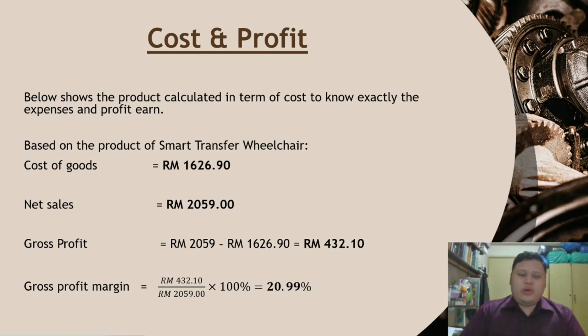The net sales we approximate to be 2,059 ringgit. The gross profit is 2,059 ringgit minus the cost of goods. We get 432 ringgit and 10 cents. For the gross profit margin, we divide the gross profit by the net sales and times 100%. We get 20.99% in gross profit margin. This shows it is a healthy profit accountability.